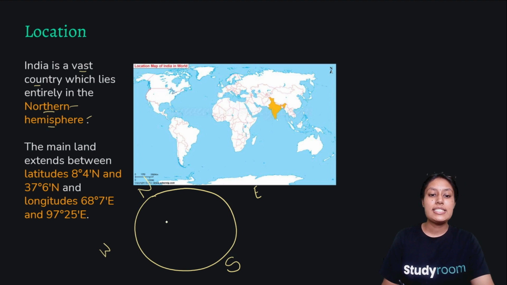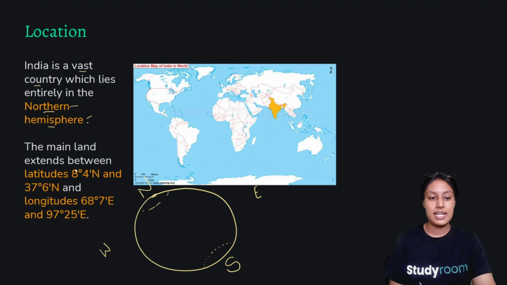So these are hemispheres, the parts which are divided in accordance with the direction. The upper part is majorly known as the northern hemisphere, and the lower part is majorly known as the southern hemisphere. So India is a part of the northern hemisphere, meaning somewhere it lies here. Let's move to the next point.